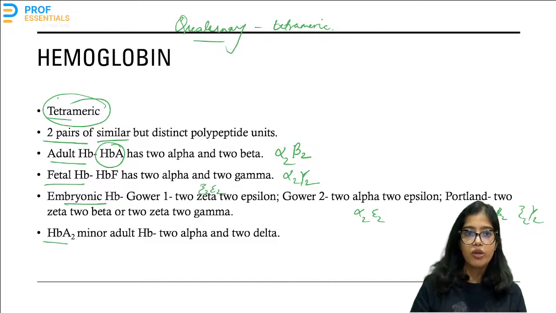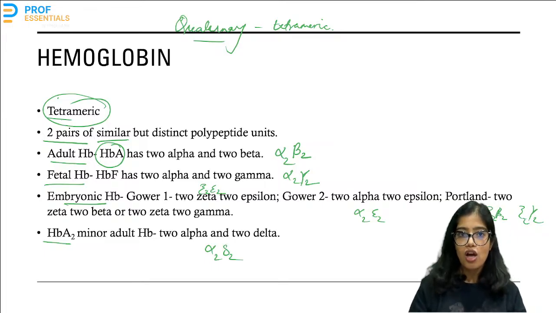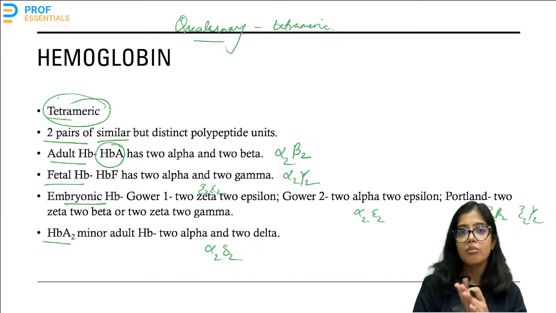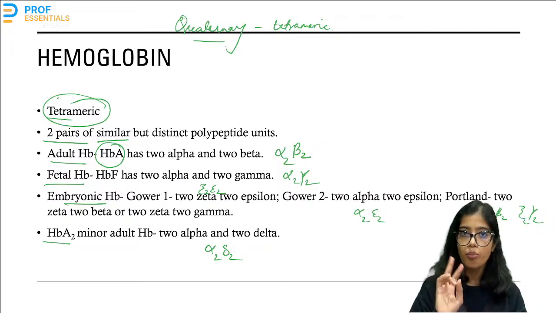Then comes HbA2, which is a minor form of adult hemoglobin. It is present in minute quantities. It has alpha 2 and delta 2. Okay, so how many chains did you study about? Alpha, beta, gamma, zeta, epsilon, and delta. Okay, so in different forms they are arranged, and every hemoglobin that you studied is a tetramer. The quaternary structure of hemoglobin is a tetramer, that is, two pairs of similar but distinct polypeptide units. There will be two pairs. Okay.